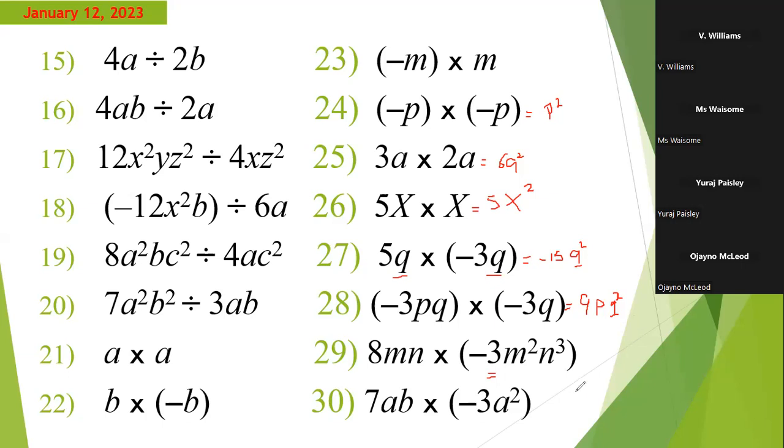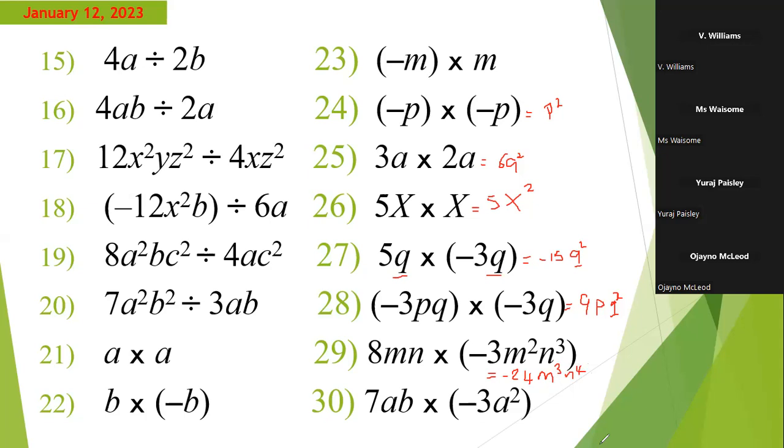All right, Miss Waysom, can you do question 29 for us? Yes, sir. Negative 24 m cubed n raised to the 4th power. All right, negative 24 m cubed, n to the fourth power. Yes, sir. All right. Thanks, Miss Waysom.